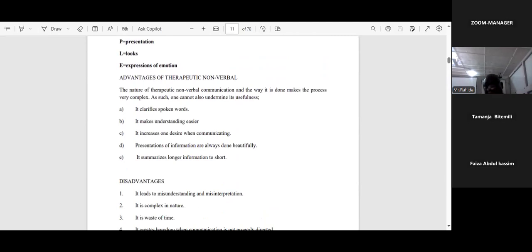So here come some other advantages and disadvantages. When we come to the advantages of therapeutic non-verbal communication, there are many of them, but a few are there. So we said one, it clarifies the spoken words. Well, that was what I was demonstrating.